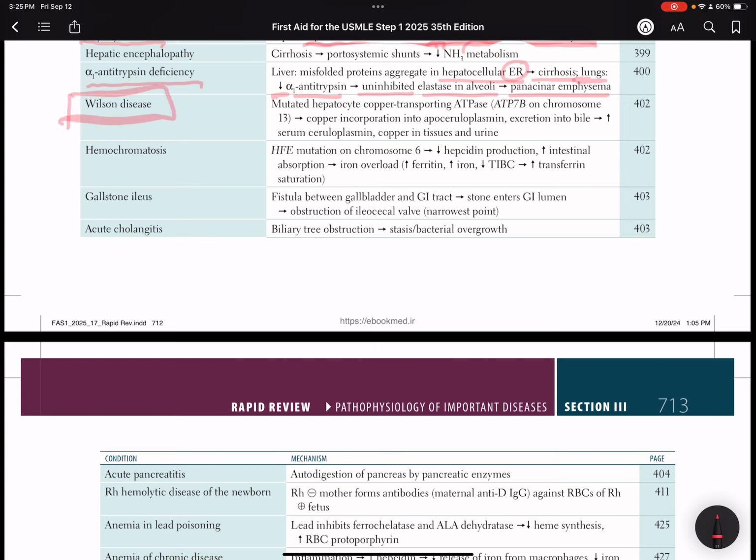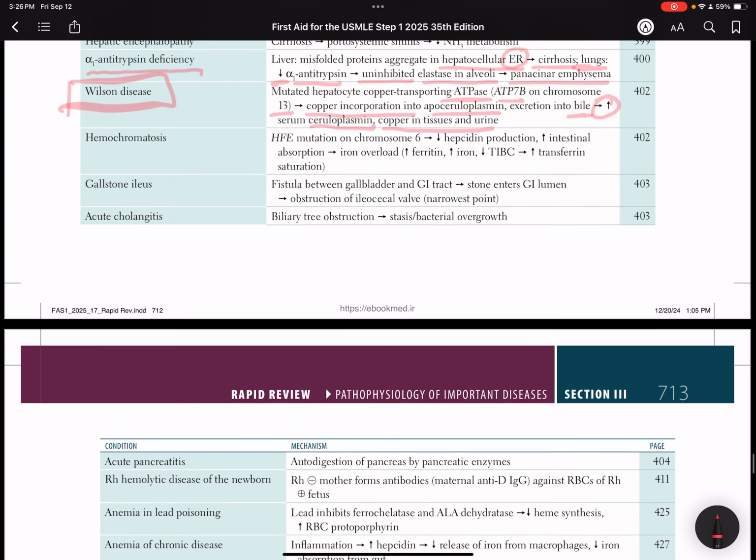Next, you see Wilson's disease. Wilson disease is mutated hepatocyte copper transporting ATPase, which is ATP7B on chromosome 13, causing decreased copper incorporation into apoceruloplasmin and excretion into bile, leading to decreased serum ceruloplasmin and increased copper in tissues and urine.